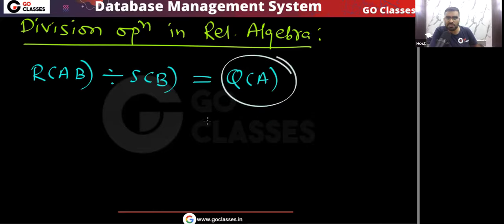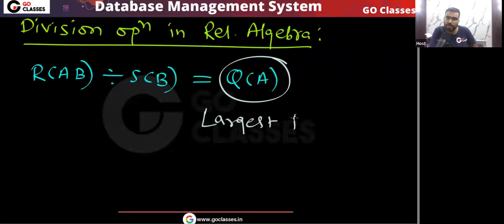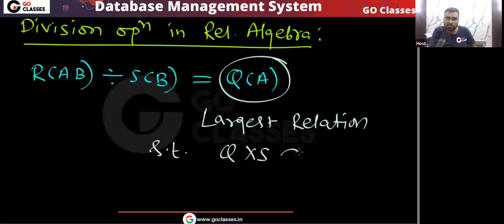This will be the largest relation, remember. Please understand, this will be the largest relation such that Q cross S is a subset of R. This is the definition. Is this clear? Please let me know. Did you understand? Very simple.